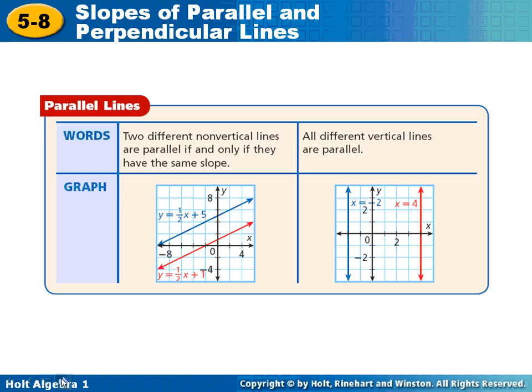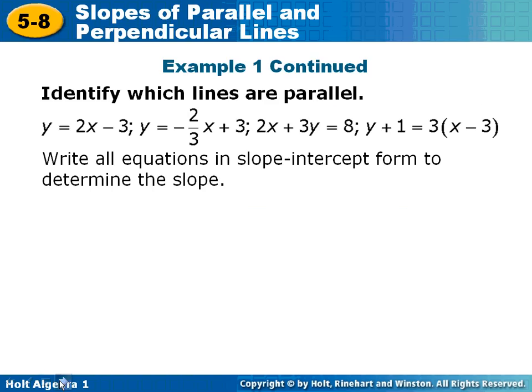But look at these. These are vertical lines. x equals -2 and x equals 4. They're parallel because they have the same slope. What's the slope? Undefined. So that slope is undefined, so they're also parallel. What about y equals 0? Would they be parallel? Yes. All right. First problem.